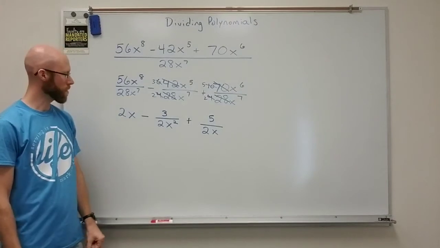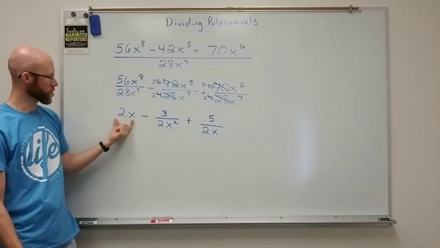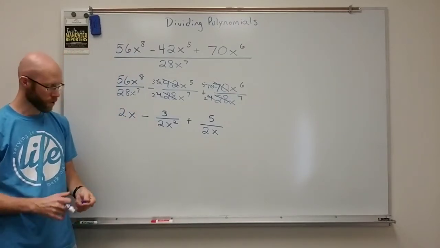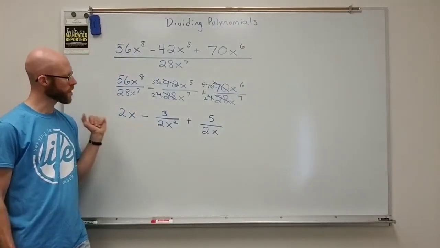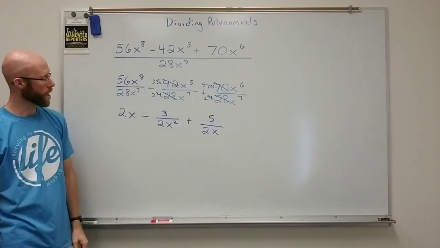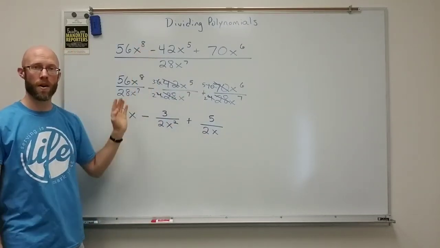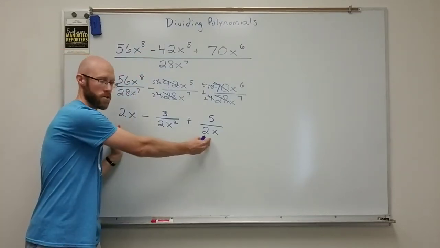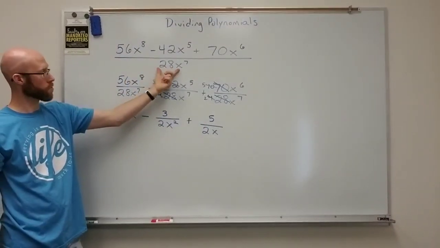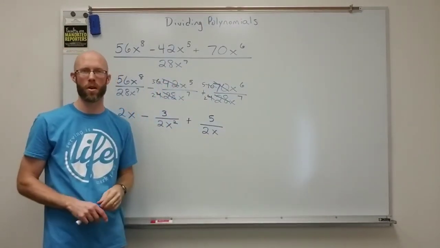Okay? So my final answer from the division is 2x minus 3 over 2x squared plus 5 over 2x. This is a nice simplified form from the original, obviously, but it is 3 separate fractions, and sometimes it's nice to have it all in one fraction. Although if I was to try to combine these, get an LCD and combine them into one fraction, I wouldn't turn it into this top one because my numerator I would use is just 2x squared rather than 28x to the 7th, so it would be a much simpler fraction.